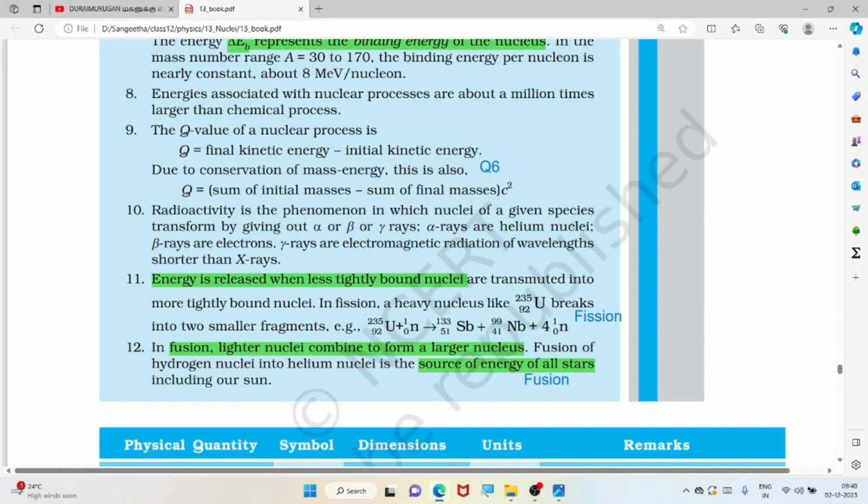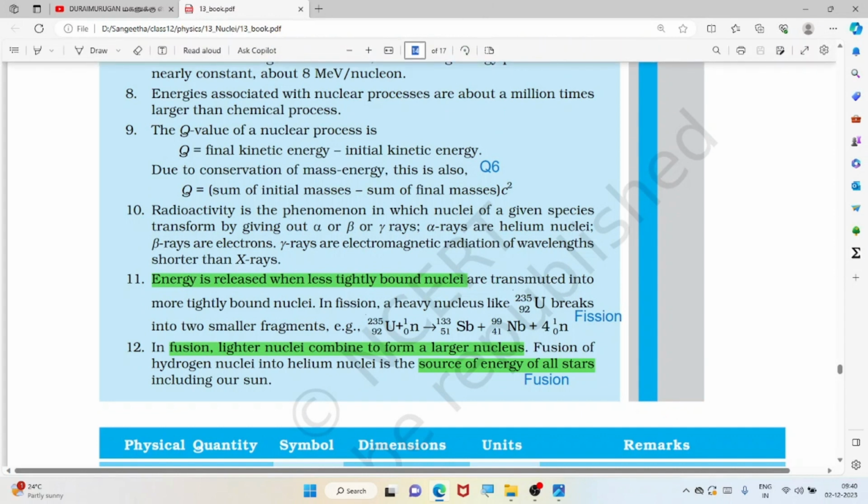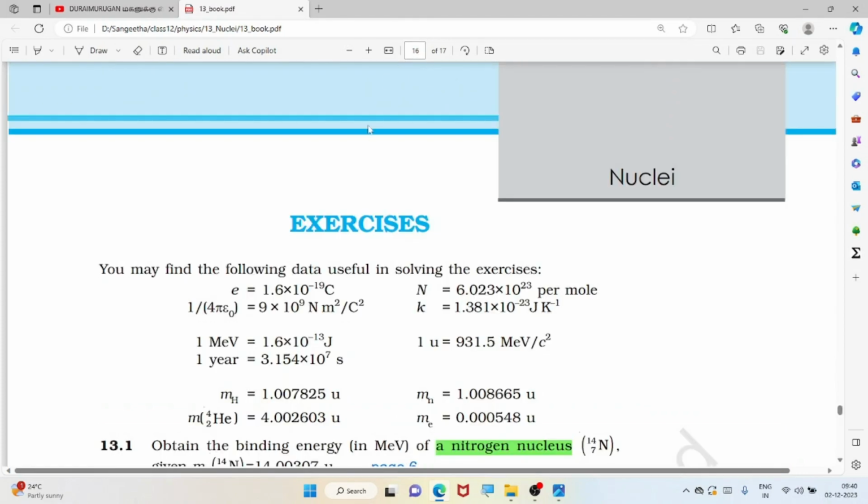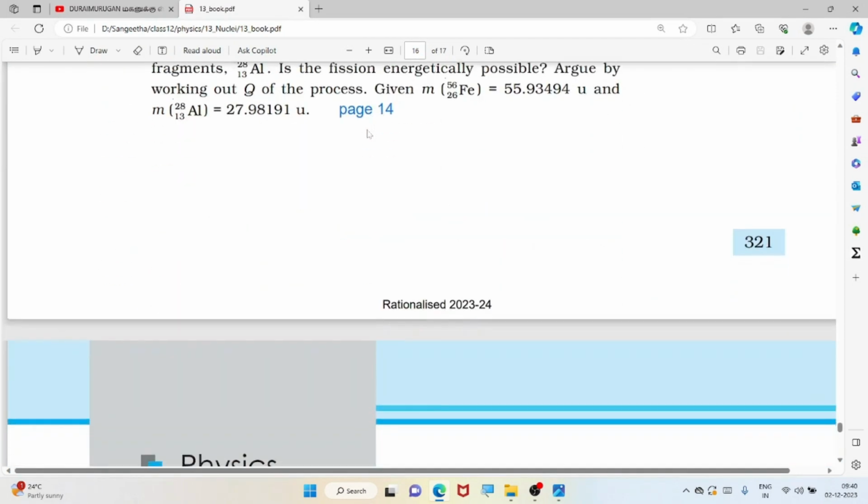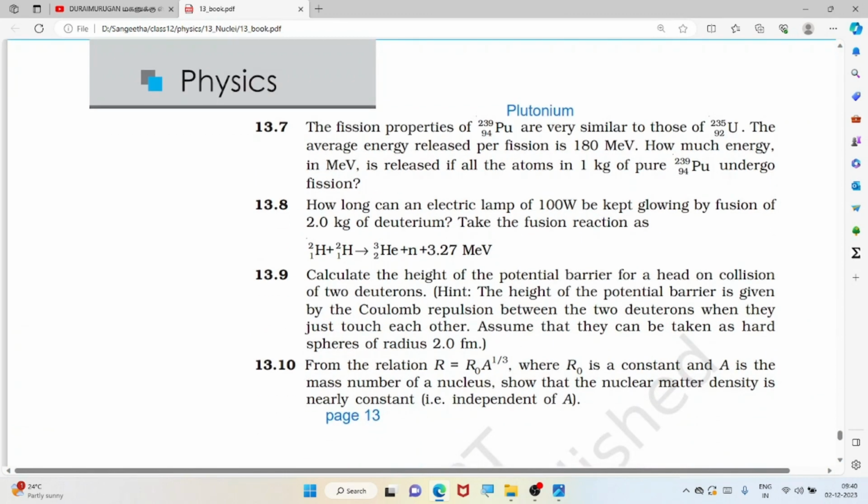Okay, this is the energy. How do you find the energy? The fission properties of this plutonium are very similar to those of uranium. The average energy release per fission is 180 mega electron volt. How much energy in mega electron volts is released if all atoms in 1 kg of pure plutonium undergo fission?